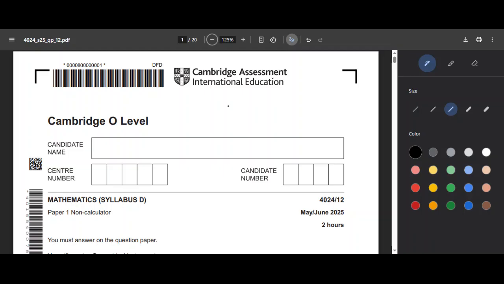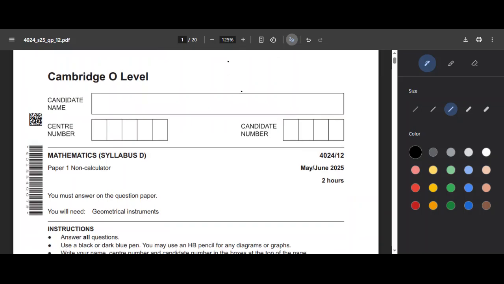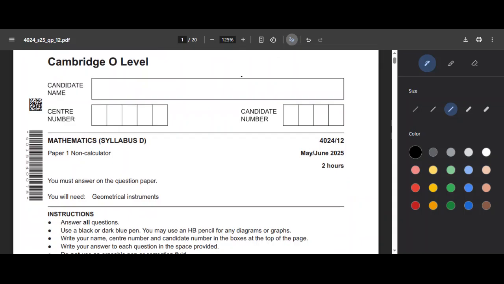Today I am going to upload this paper. This is 4024 Zone 1, May June 2025, Paper 1.